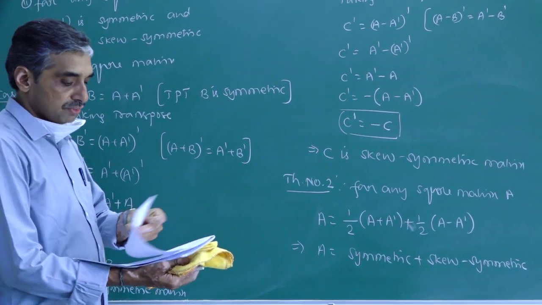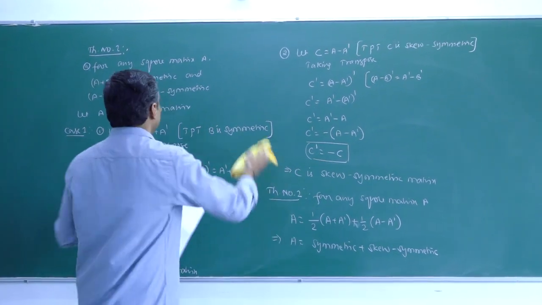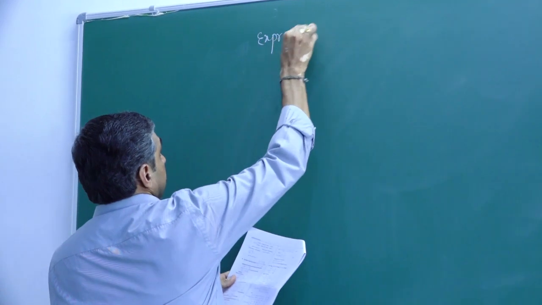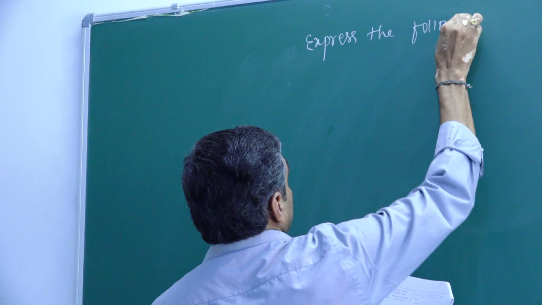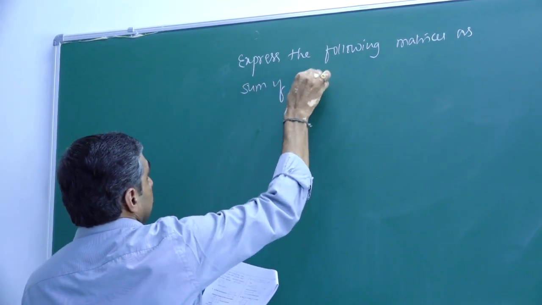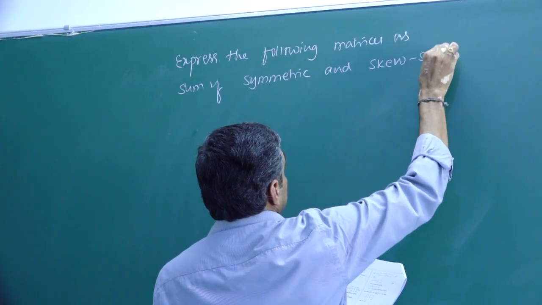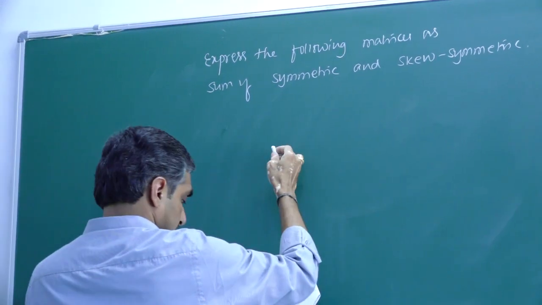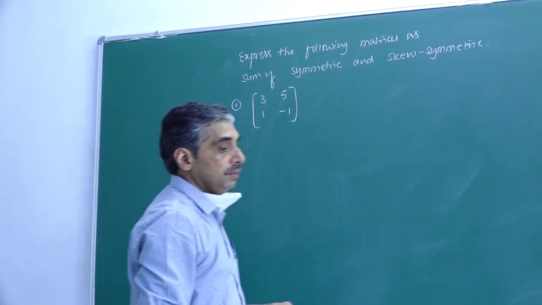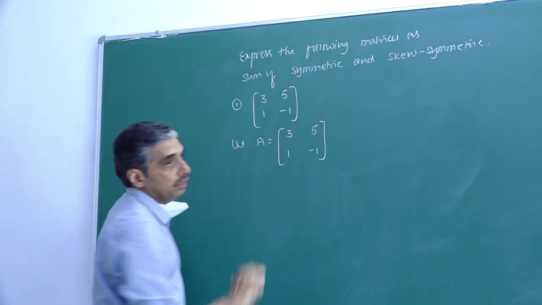So that is a very important question from the examination point of view also. It's a 3-mark question in the examination. Express the following matrices as sum of symmetric and skew symmetric. First one I'll take 3, 5, 1, minus 1. So now let us go with taking the matrix A as 3, 5, 1, minus 1.